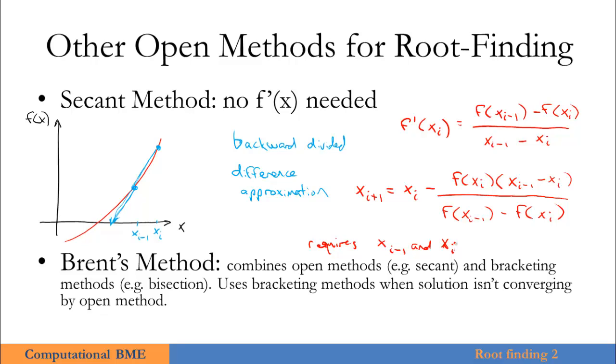Another method that is frequently used is called Brent's method, and the basic idea is that it combines the best of the open methods, such as the secant or the Newton-Raphson method that we just discussed, with the bracketing methods, such as bisection, that were often slower but didn't have the convergence issues. And the basic idea is that Brent's method goes back and forth between these two approaches, using the open method when possible, but then if the solution isn't converging, it switches back to the bracketing methods to ensure convergence.